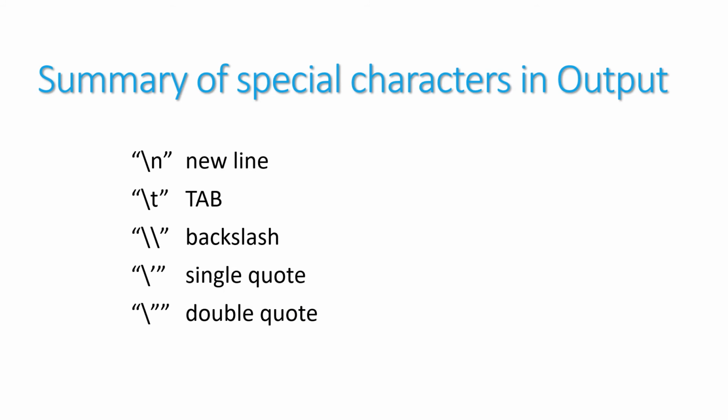Here's a summary of all the special characters you can use in output. They're always within your double quotes. \n is new line, \t is a tab. Two backslashes is just to print one single backslash. A single quote will print a single quote, and a double quote will print a double quote.